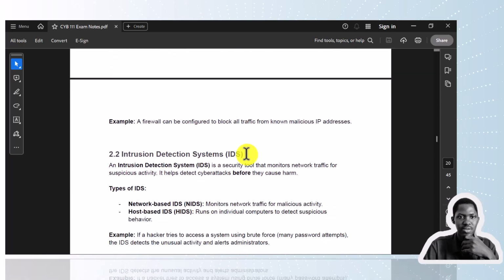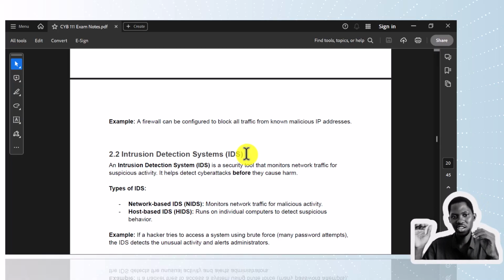For example, a firewall can be configured to block all traffic from known malicious IP addresses, like I've said. I've given you this example. So, intrusion detection system. Now, we are done with firewalls. We are talking about intrusion detection system.